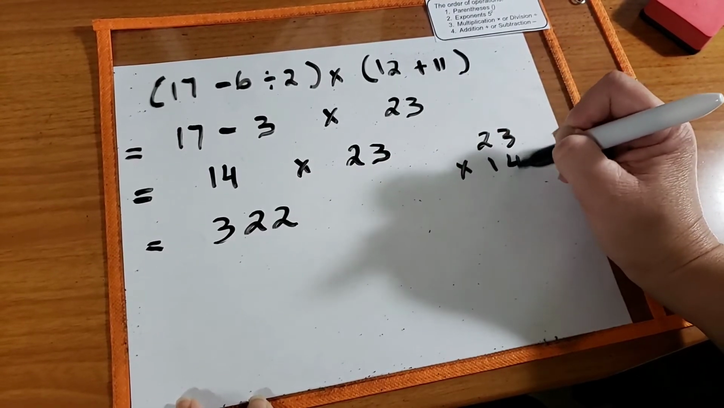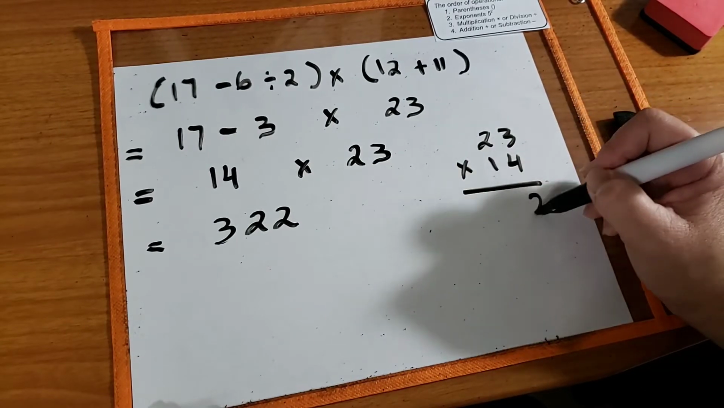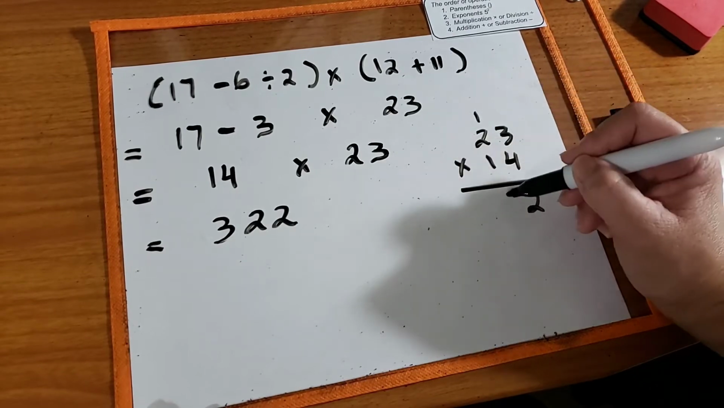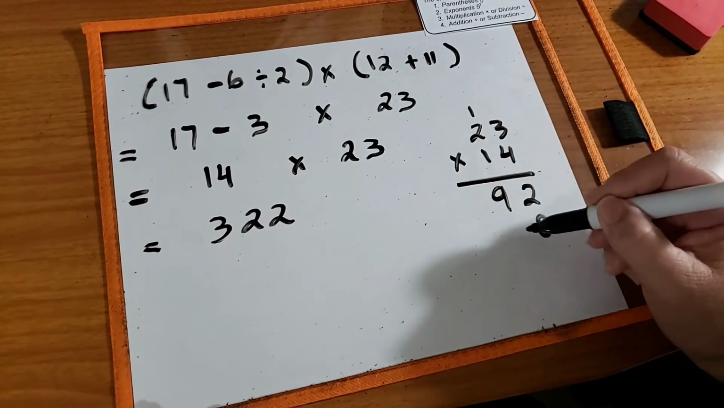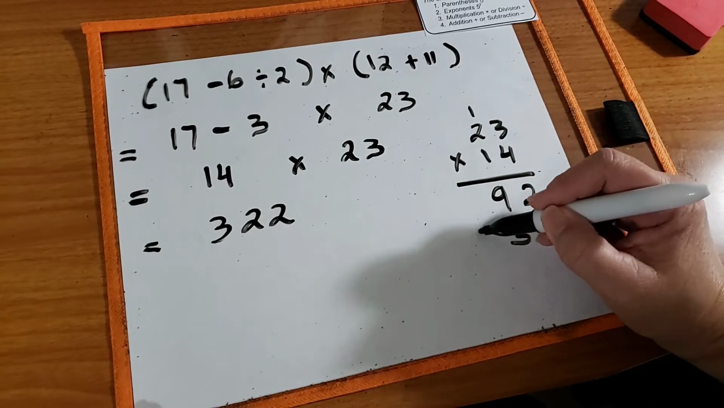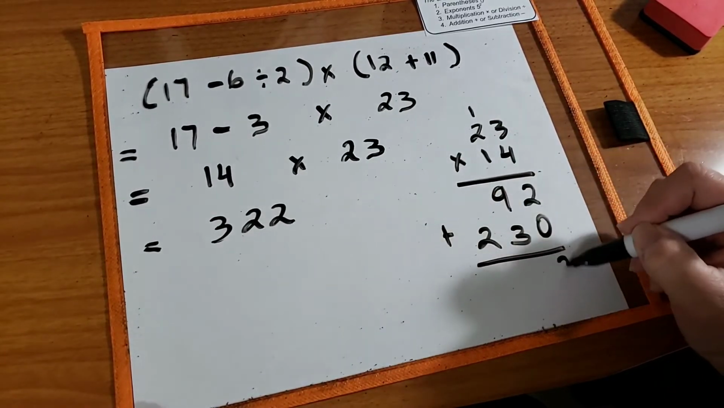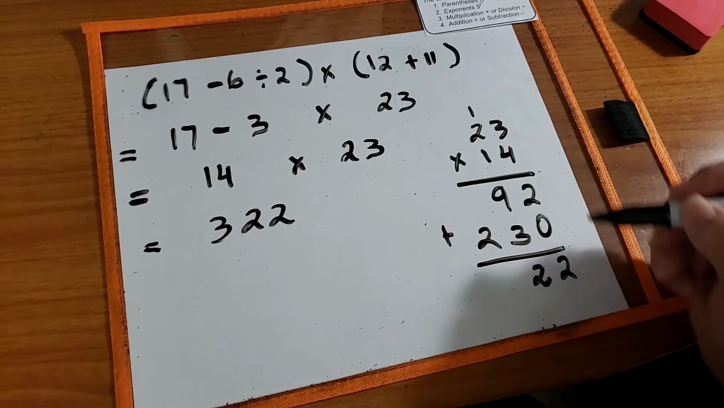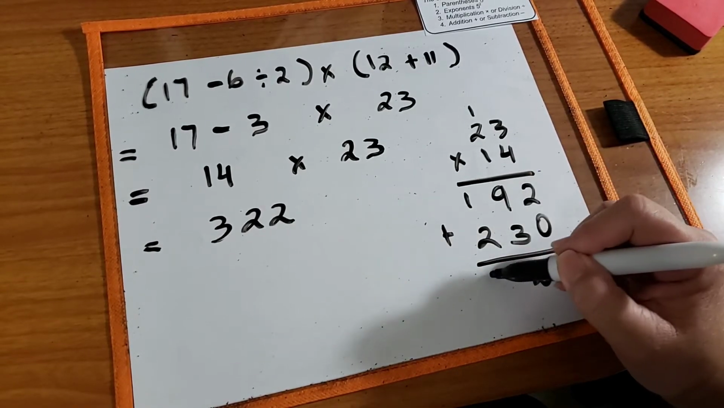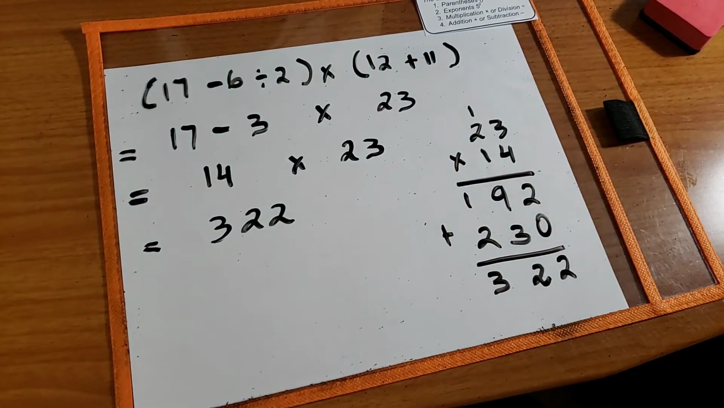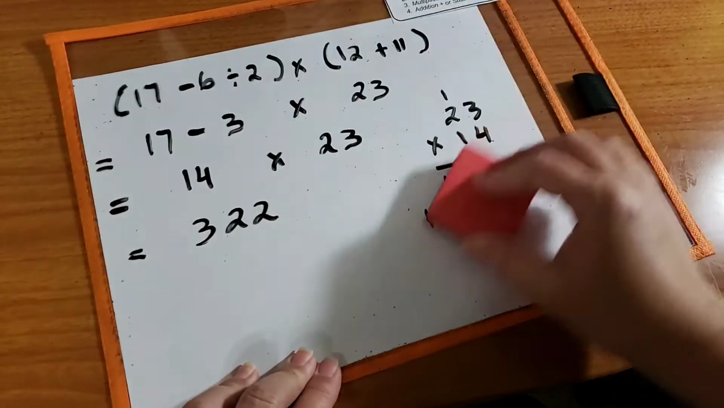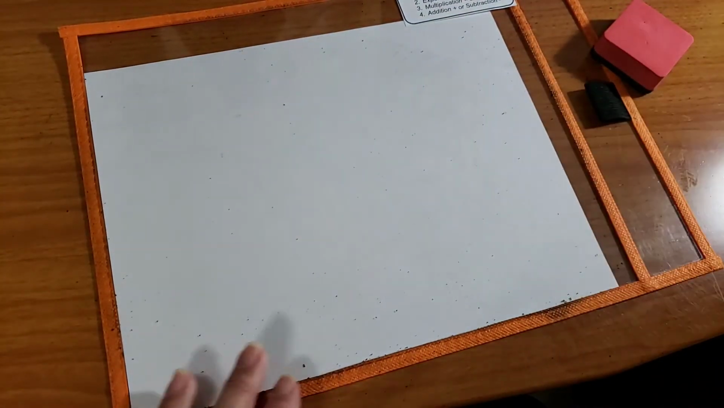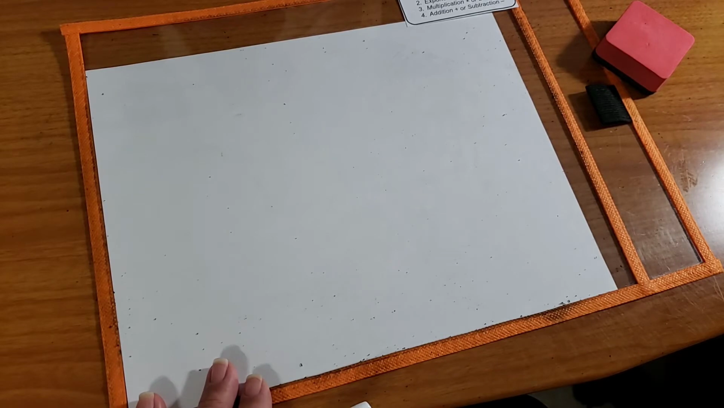23 times 14. 4 times 3 is 12. Carry the 1 over here. 4 times 2 is 8, plus 1 is 9. Got a 0 here. 1 times 3 is 3. 1 times 2 is 2. Put a plus. Here's 2. 9 plus 3 is 12. Here's 2, carry 1 over here. 2 plus 1 is 3. You see? That's the answer. See how simple that is? It's very simple. Okay, now let's go with this one.